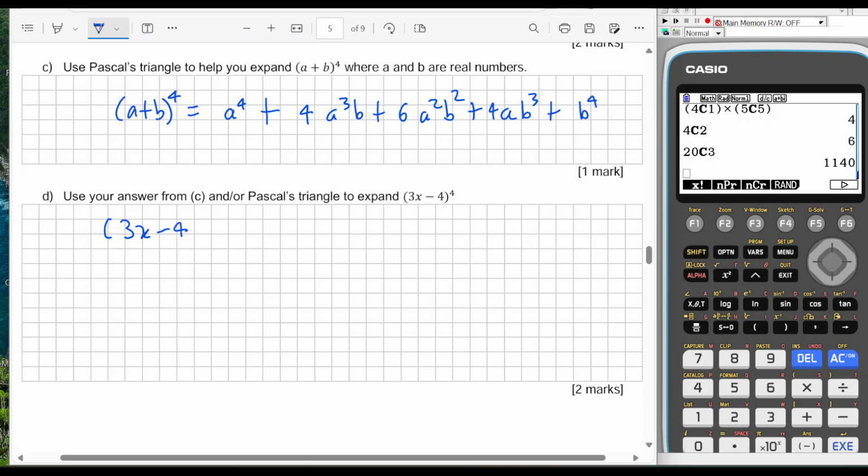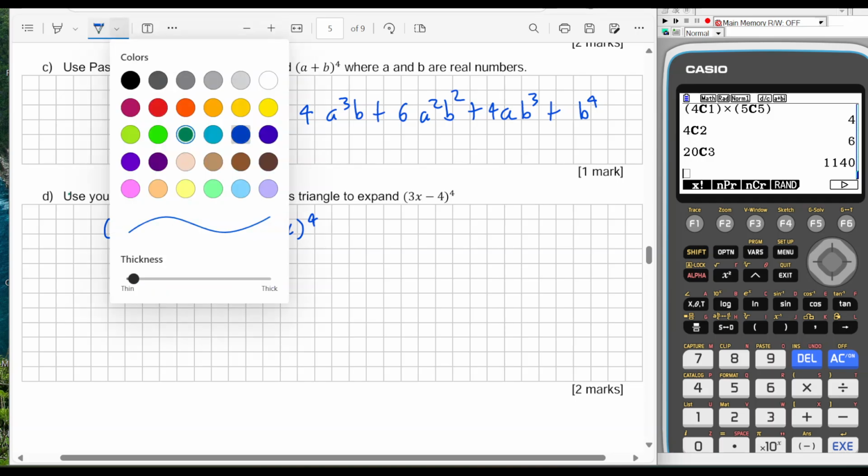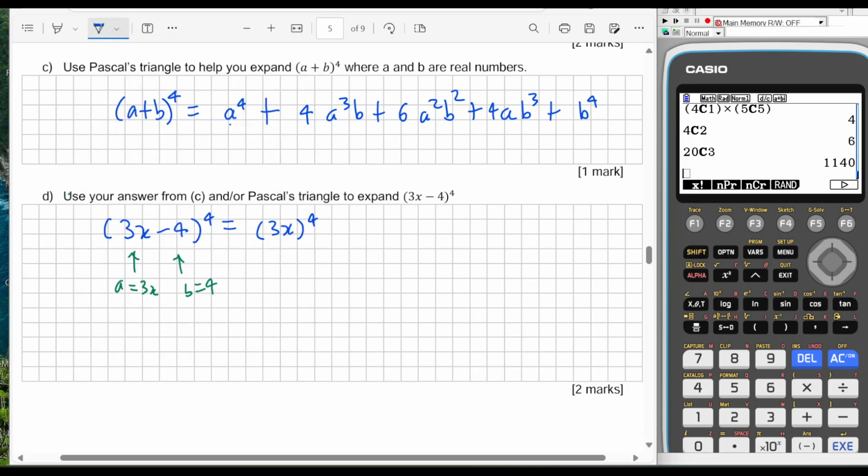(3x take 4) all to the power of 4. So this would be 3x to the power of 4. This is a to the 4, done. And just to be really clear, a is 3x and b is 4. Now, you can think of it like b is minus 4, and that will work out nicely. But if you ever see a minus, all you have to do is go plus, minus, plus, minus, plus, and then just flip them.